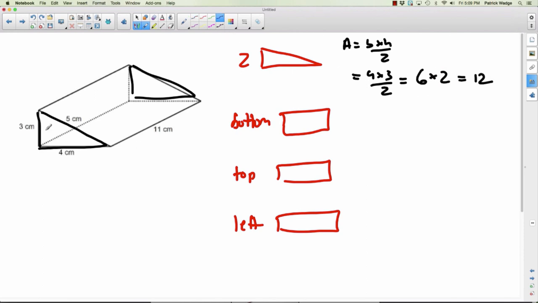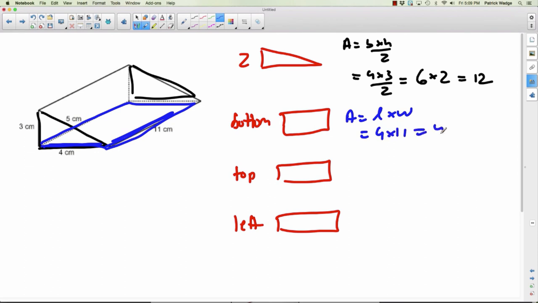Okay, let's get the bottom rectangle, this one right here. A rectangle is length times width. So the dimensions of this one are 4 by 11, and 4 times 11 is 44. Multiply by 2? No. Remember, all the rectangles are different, so that's all you can do for that one. Now we're doing the top. We're doing this one, here and here. So the dimensions are 11 and 5. So area is length times width, because it's a rectangle. We multiply 11 and 5, which gives us 55. Do not multiply by 2, it's the only one.